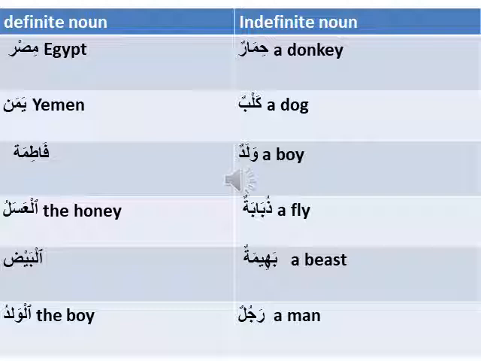Himarun is an indefinite noun because it does not start with an al and it ends in a double dhamma. Kalbun is an indefinite noun because it does not start with an al and it ends in a double dhamma. Waladun is an indefinite noun because it does not start with an al and it ends in a double dhamma. And the same goes for the rest of them.